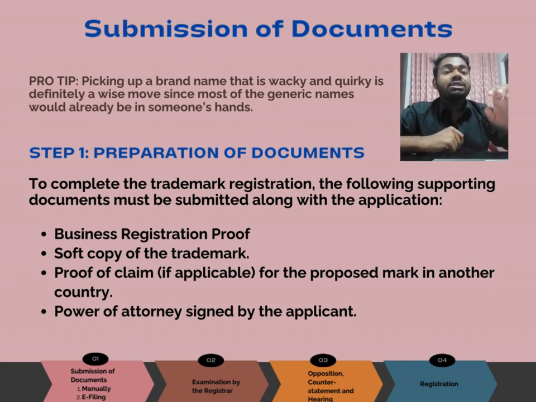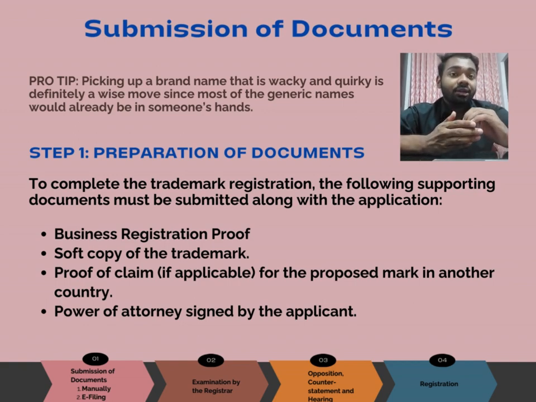For submission of documents, before you go and register, you need to have the following documents. That is business registration proof. Business registration proof might be different depending on the type of company or business that you're holding. If it is a sole proprietor, your own business cards or your own address, your Aadhaar, PAN card, all those details. Whereas if it's a company, the director's details, the address of the company. So it depends upon the business that you're running, the business registration proof might differ.